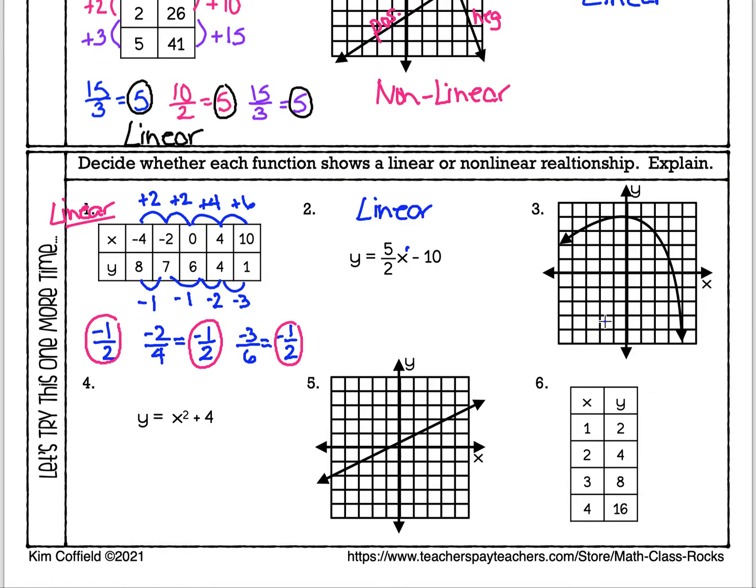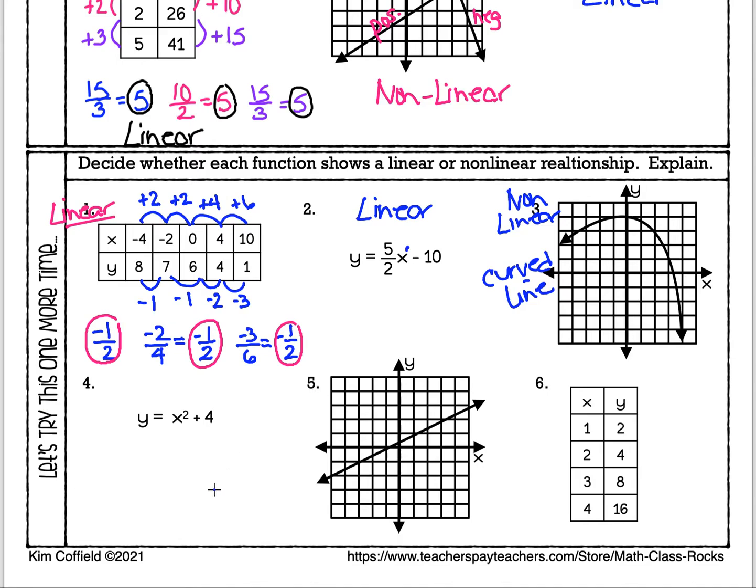All right, this one. Hopefully we can tell that this graph is not linear, right? Because it does not make a straight line, a continuous straight line. We got a big old curve in here. So this one is non-linear. And my reason for that would be my line is curved. Right? This big curve right here tells me right away that it is not linear.